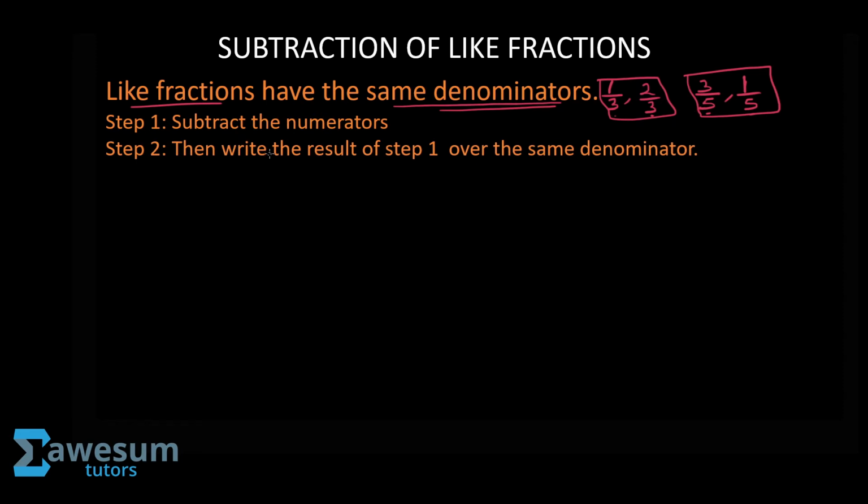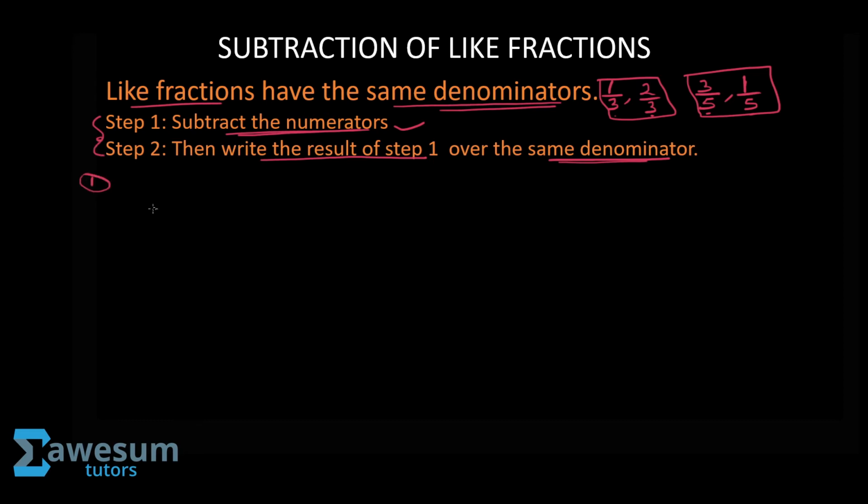How do we subtract like fractions? The first step is to subtract the numerators. Subtract the numerators and then write the result of step 1 over the same denominator. We're going to be looking at several examples right here that would help you to understand what we are explaining.